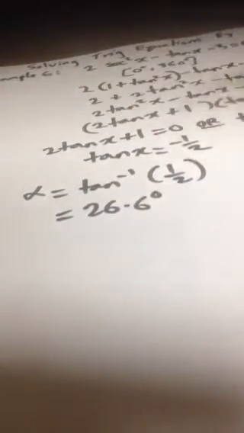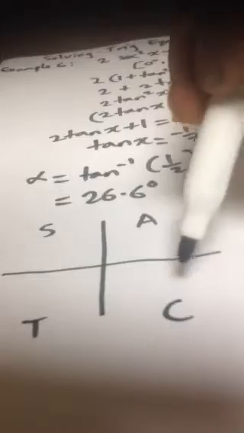Great, so our associated acute angle or reference angle alpha is equal to tan inverse of a half. Remember, we take the absolute value, and tan inverse of a half is 26.6 degrees. Now tan x is equal to negative a half. Where is tan negative? Tan is negative, you will recall, in the second and fourth quadrants. It's positive in the first and third, it's negative in the second and fourth.